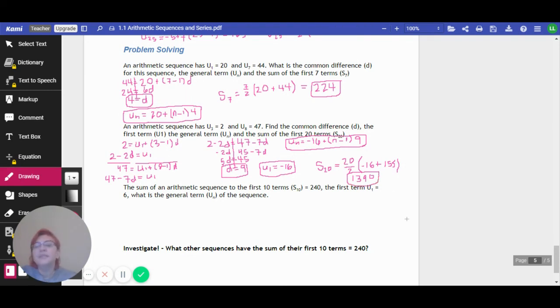Okay, the sum of an arithmetic sequence to the first 10 terms is 240. The first term is 6. What's the general term of the sequence? Okay, so for this, we're going to find the 10th term and use that. So I know that S10 is 240.